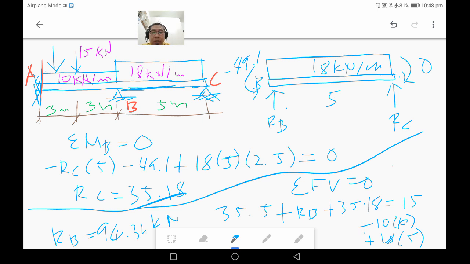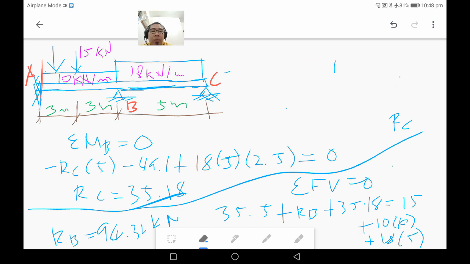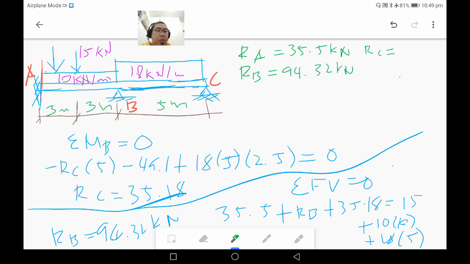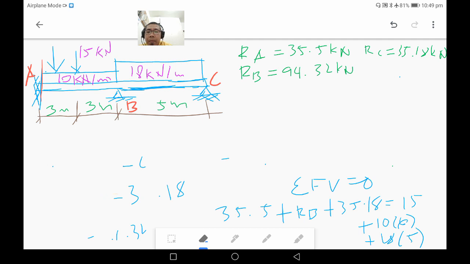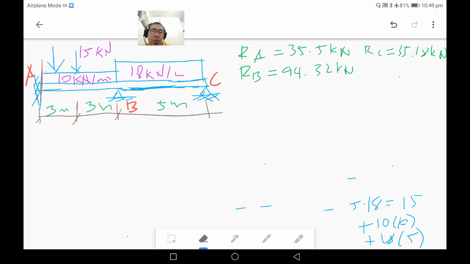So, na-establish na natin yung mga reaction. So, i-summarize natin. RA equals 35.5 kilonewton. RB is 94.32 kilonewton. And the RC is 35.18 kilonewton. Okay, so dahil we already have the value of the reactions, let us draw the shear and moment diagram.